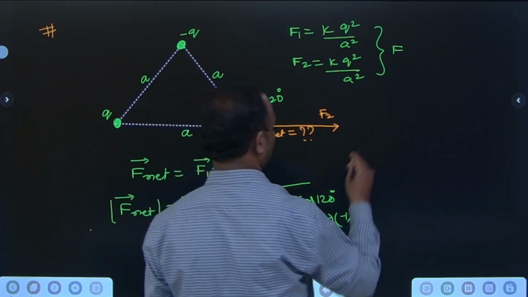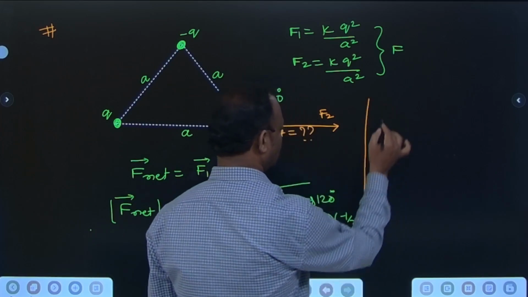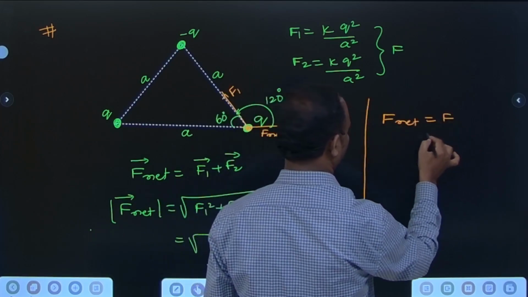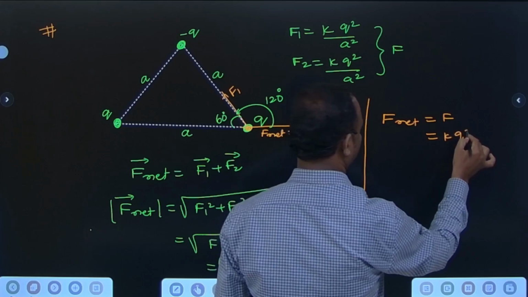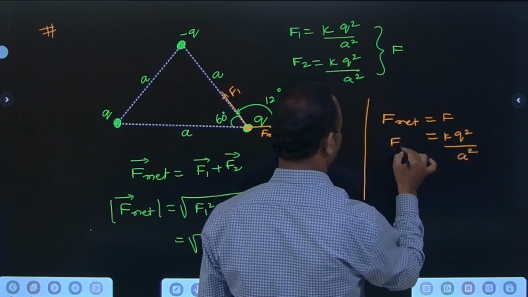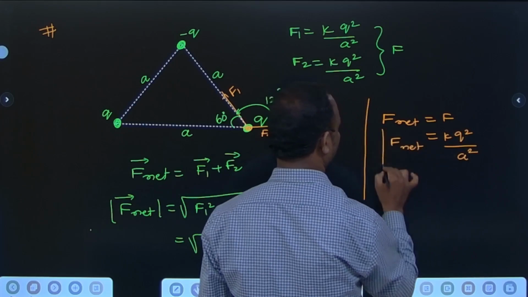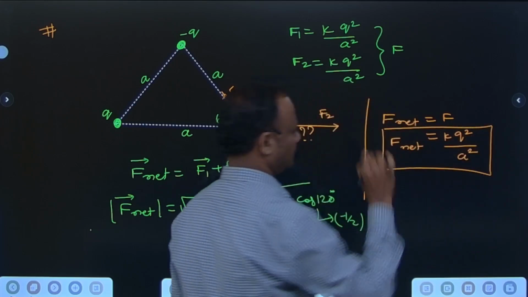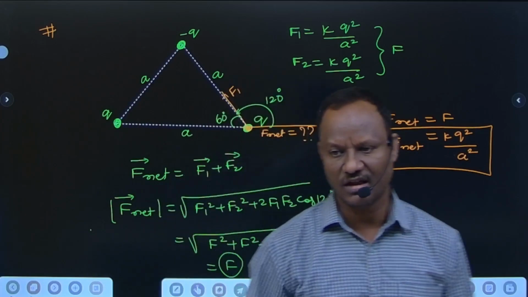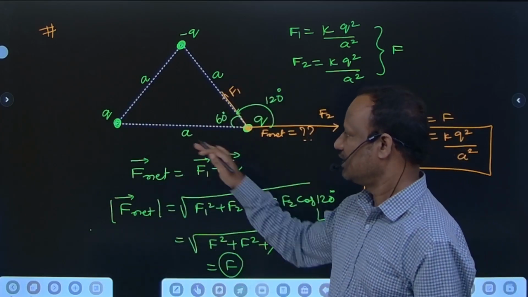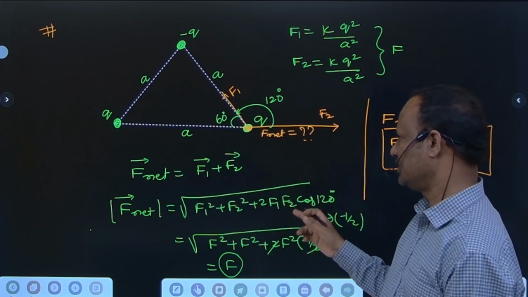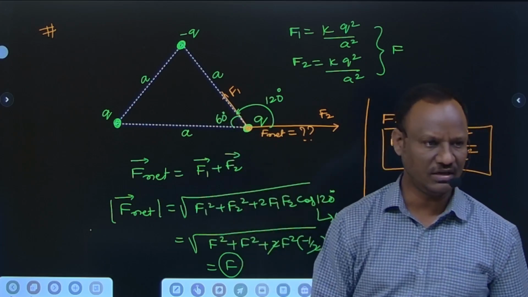So what is the F net? Net force is equal to F, where F means K into Q square by A square. This is the situation for three charges. According to their nature, you have to check whether it is attractive or repulsive, and based on that we can respond.